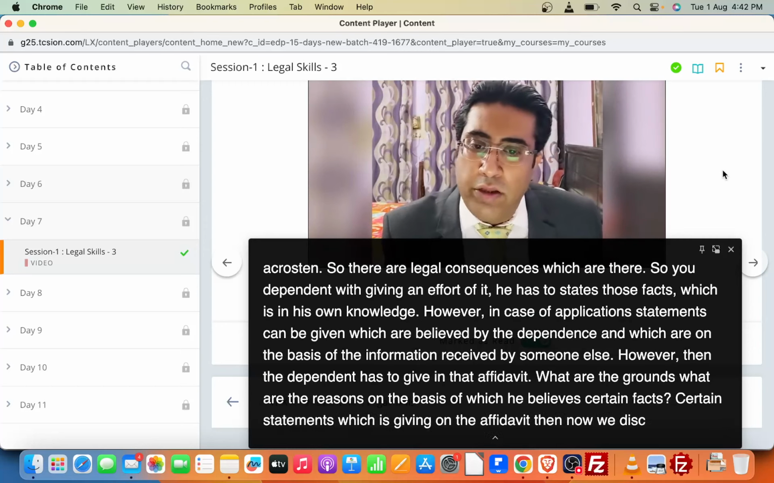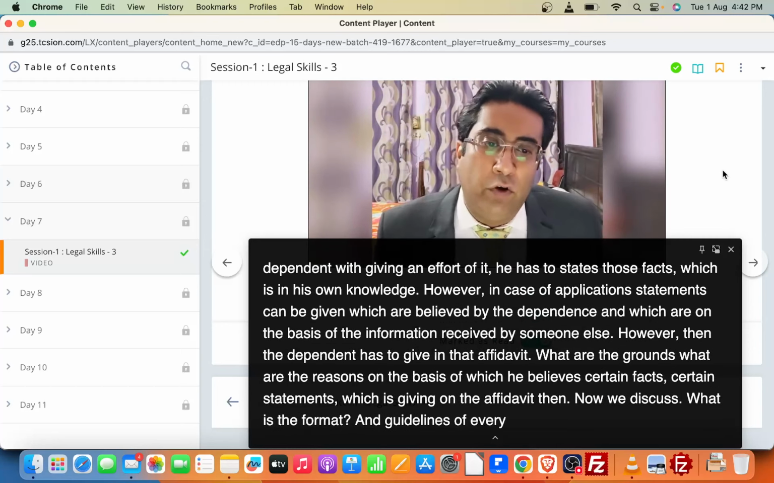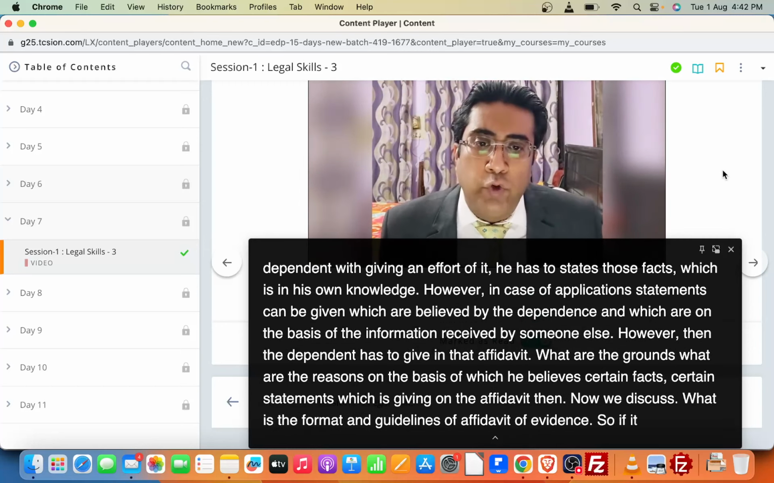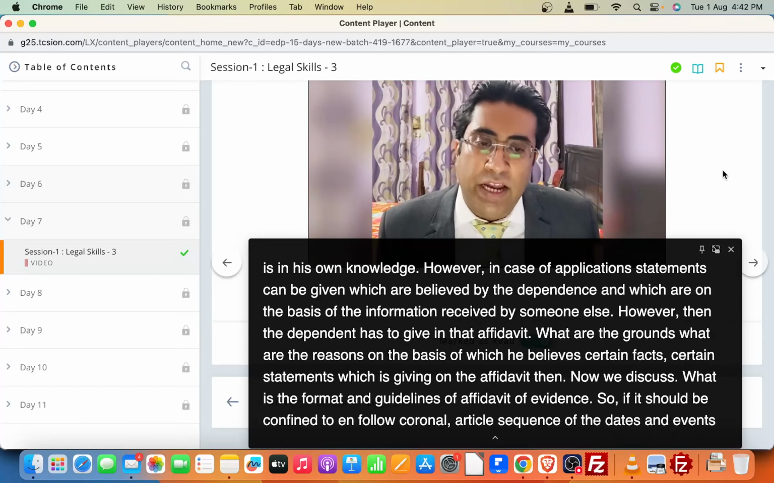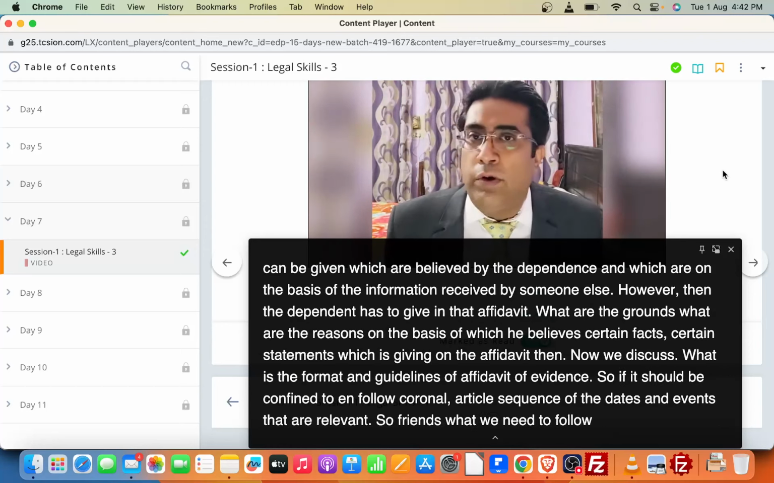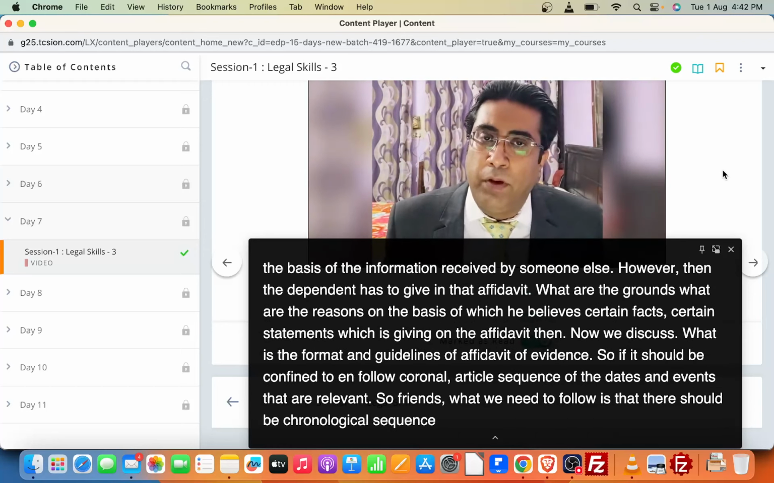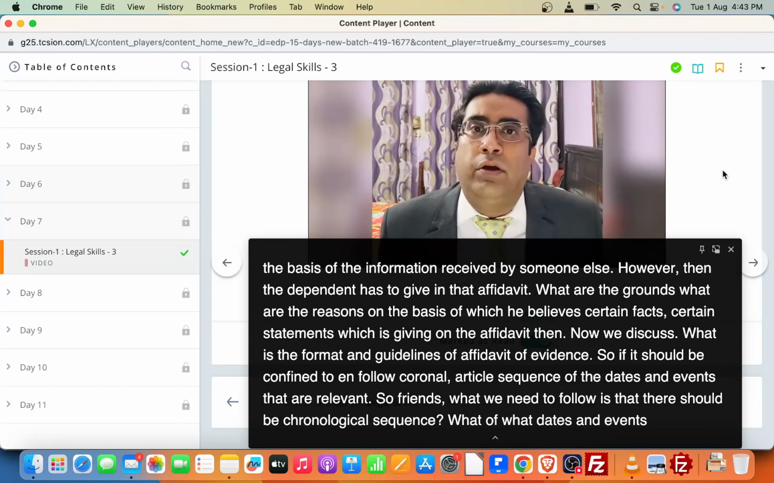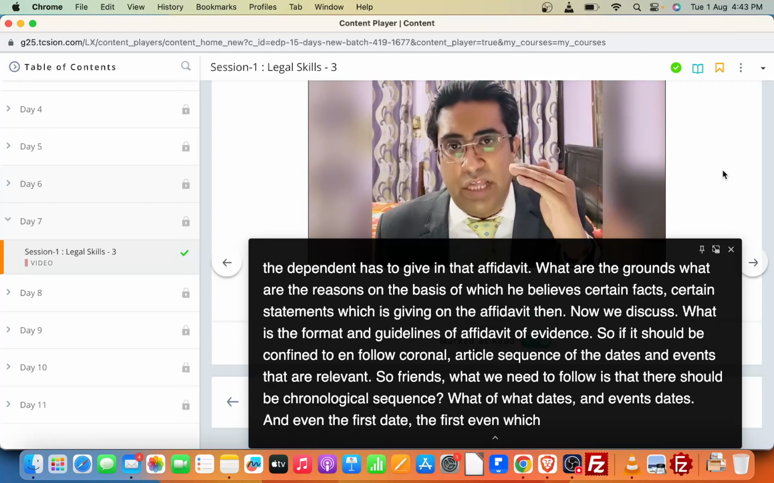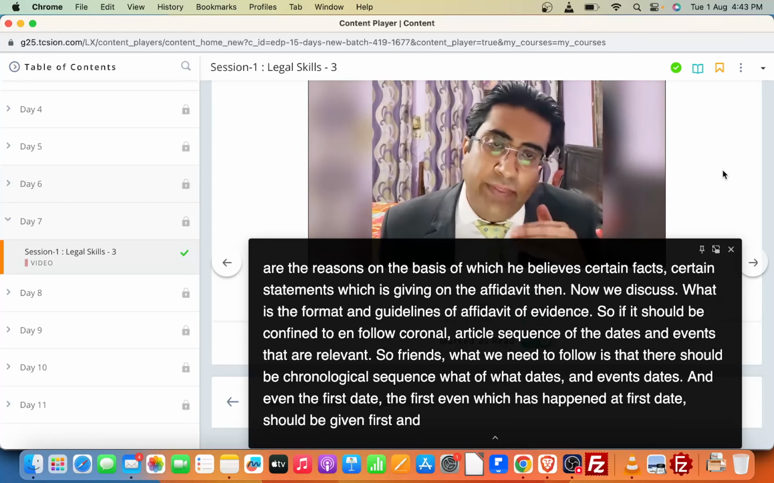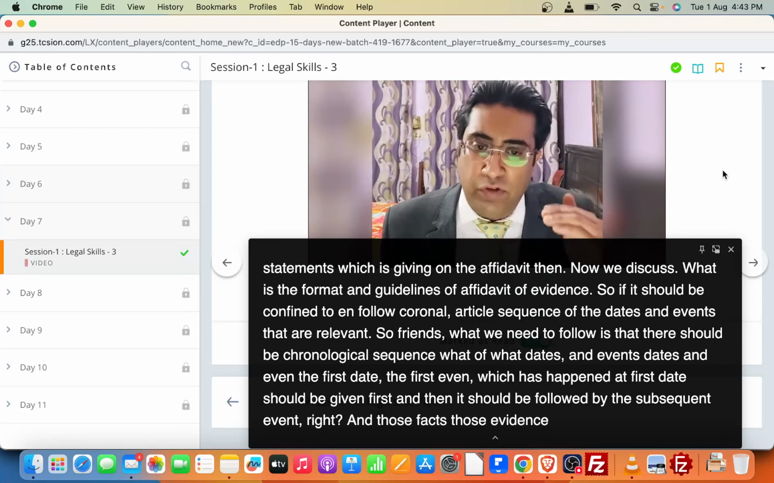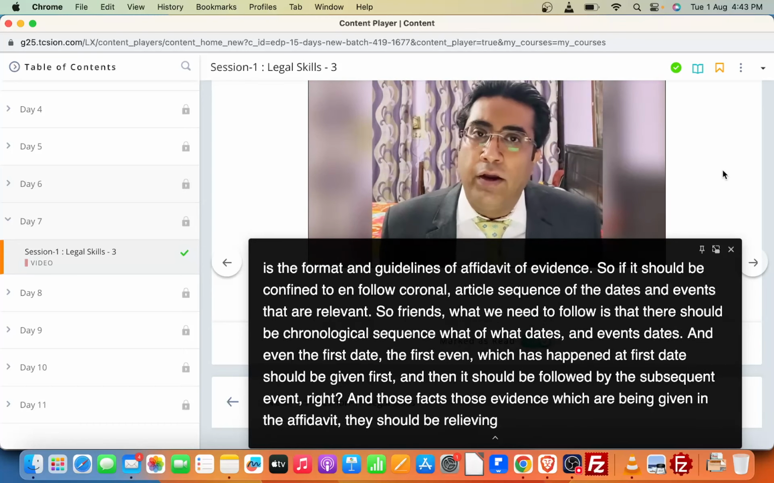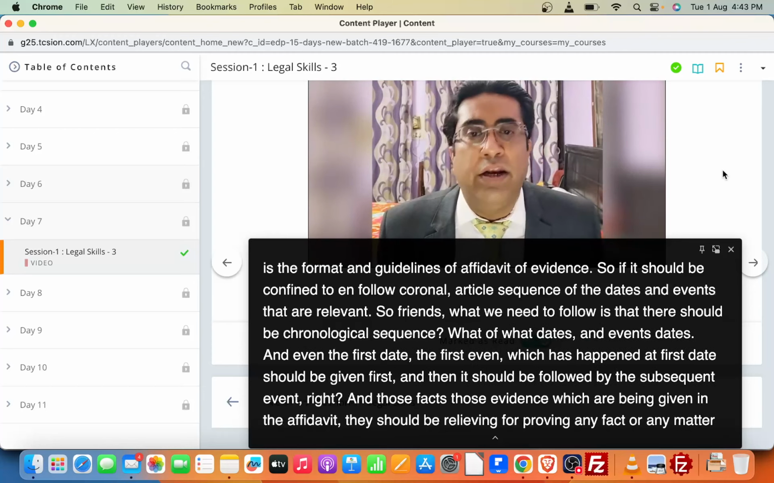Now we discuss what is the format and guidelines of affidavit of evidence. The affidavit should be confined to and should follow chronological sequence of the dates and events that are relevant. So friends, what we need to follow is that there should be chronological sequence of dates and events. The first date, the first event which has happened at the first stage should be given first, and then it should be followed by the subsequent event, right? And those facts, those evidence which are being given in the affidavit, should be relevant for proving any fact or any matter dealt with, right?